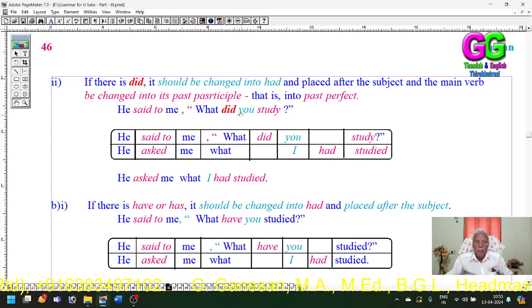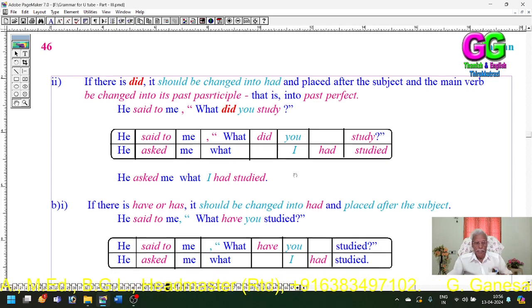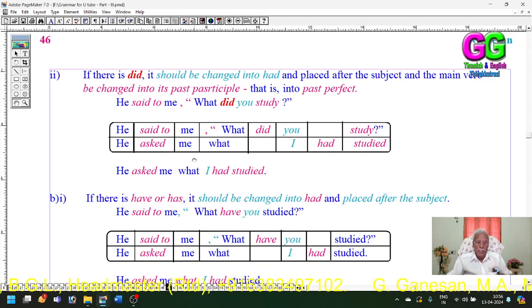He said to me, "What did you study?" Said is changed to asked. Did is changed into had and placed after the subject, you. The verb study has been changed into its past participle, studied. It is not past tense, it is the past participle. The subject you refers to me, and you has been changed into I, first person singular subject. He asked me what I had studied.